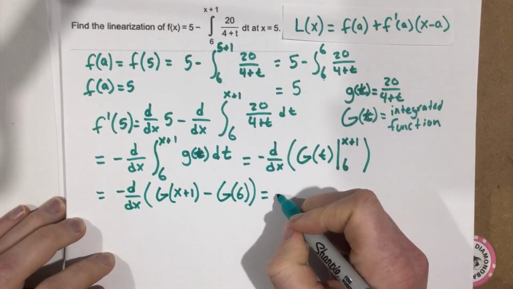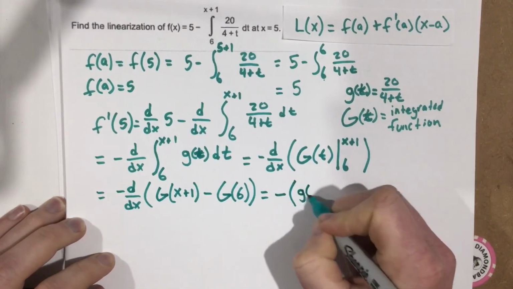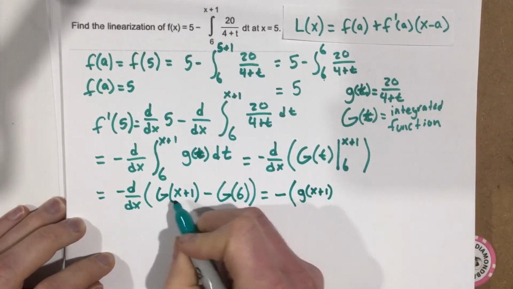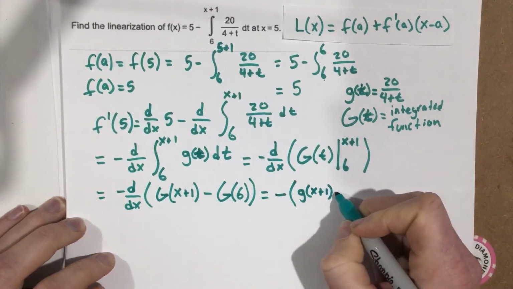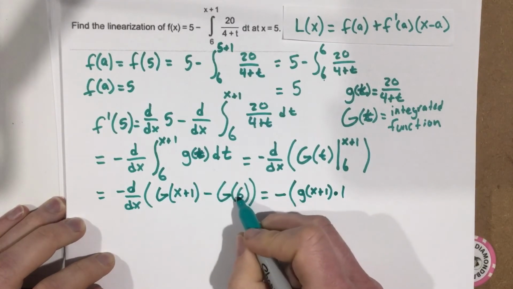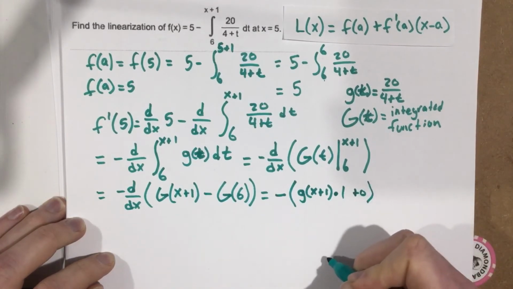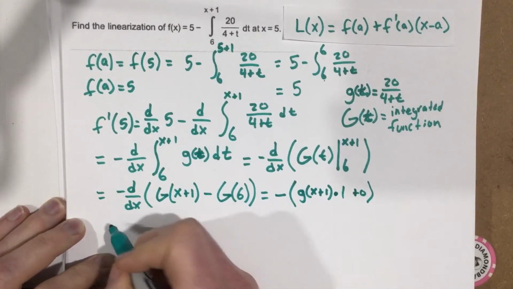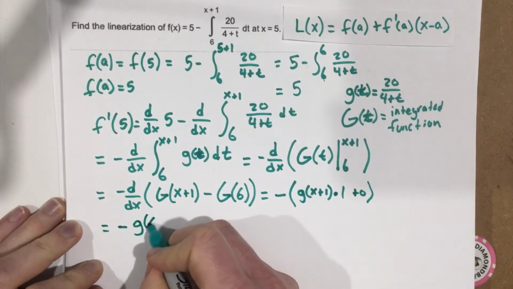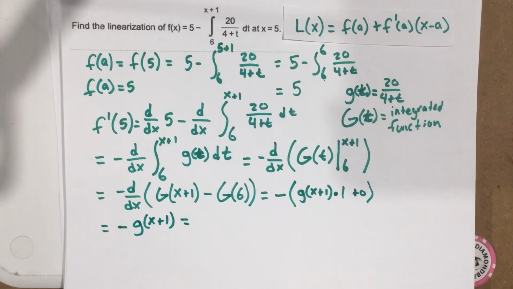So I've got negative, if I do the derivative of this, I get g of x plus 1, but I have to multiply it by, because this is chain rule, I got to multiply it by the derivative of the inside. Well, the derivative of the inside is just 1, so I take it times 1. And then I do the derivative of G of 6. Well, this is just a constant, so that's going to be 0. So I can even say that that's just plus 0. So that gives me negative g of x plus 1.